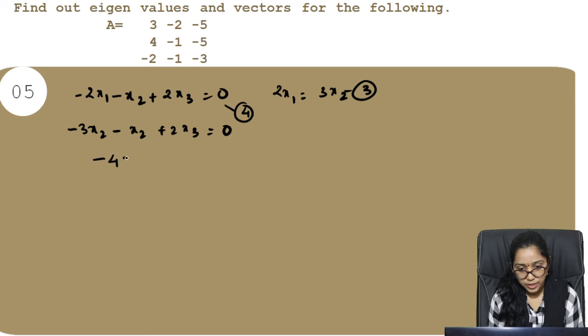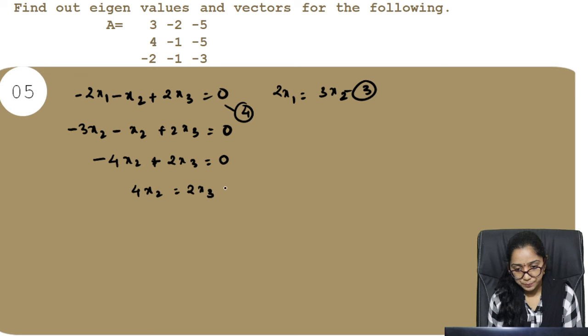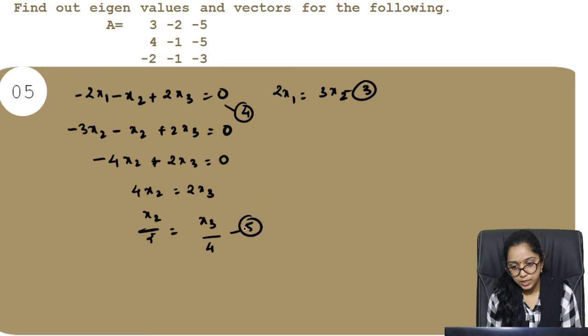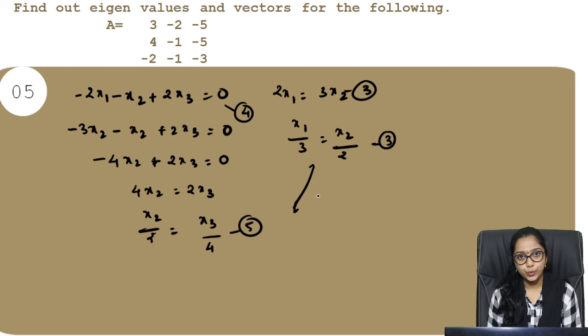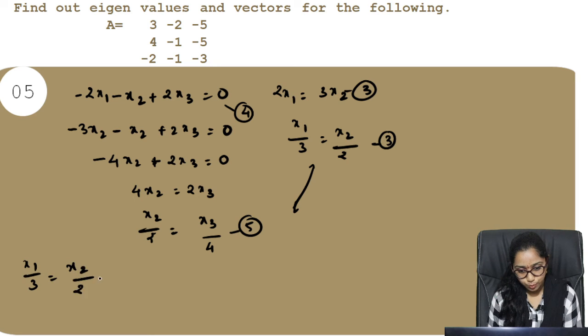Implies minus 4x2 plus 2x3 is equal to 0. Implies 4x2 is equal to 2x3, then x2 by 2 is equal to x3 by 4. Let's say equation 5. Now by equation 3, x1 by 3 is equal to x2 by 2, right? So with equations 3 and 5, the resultant will be x1 by 3 is equal to x2 by 2 is equal to x3 by 4.